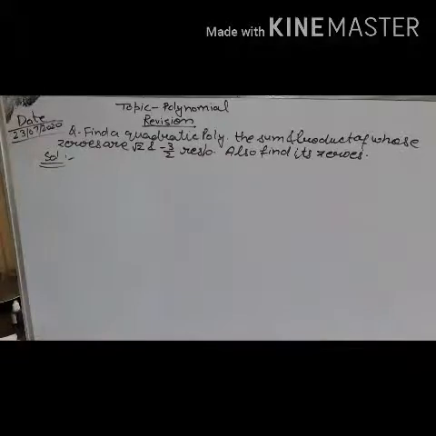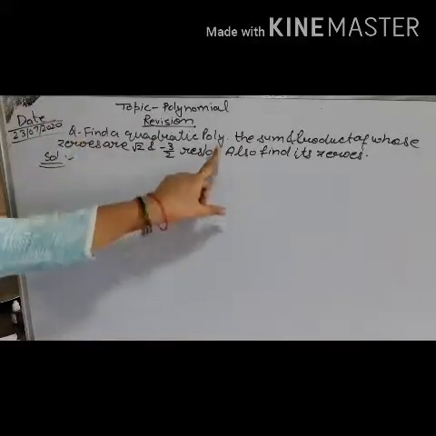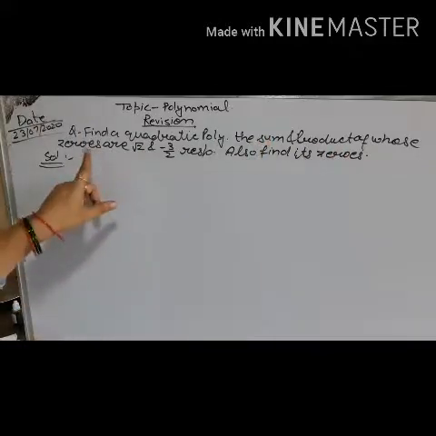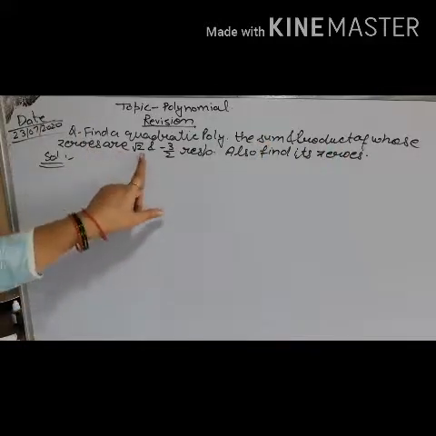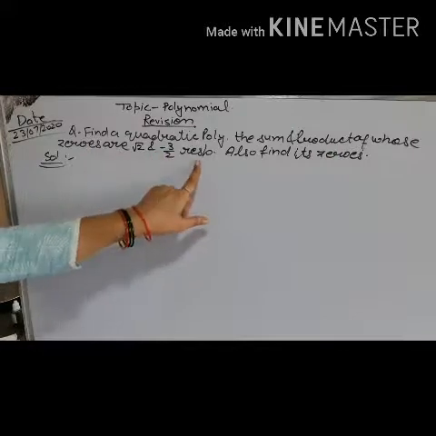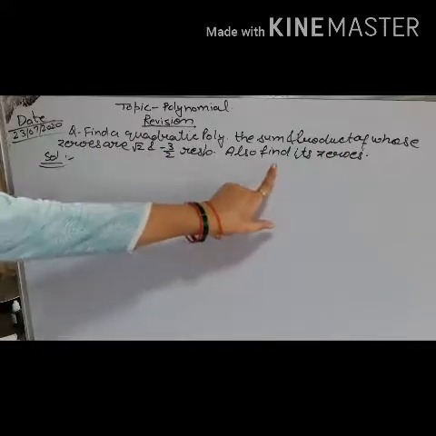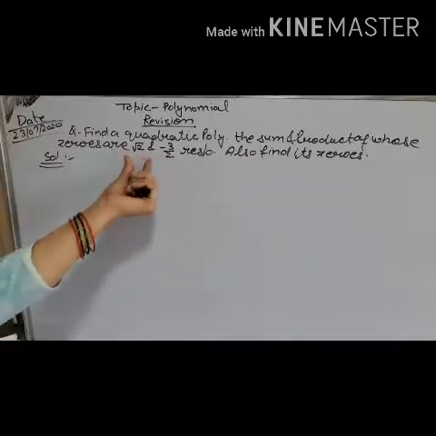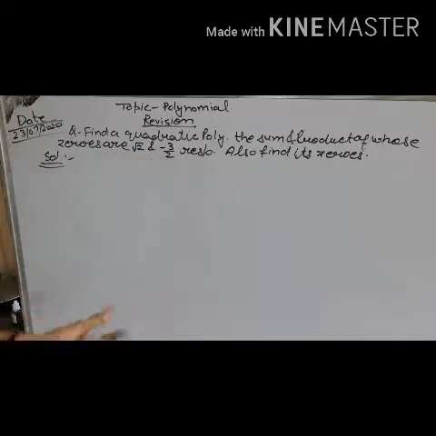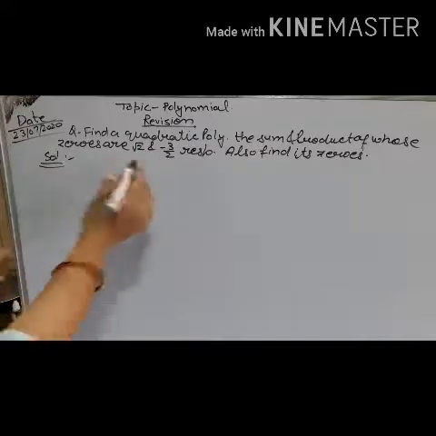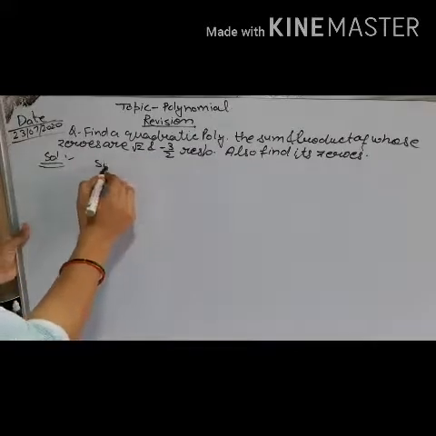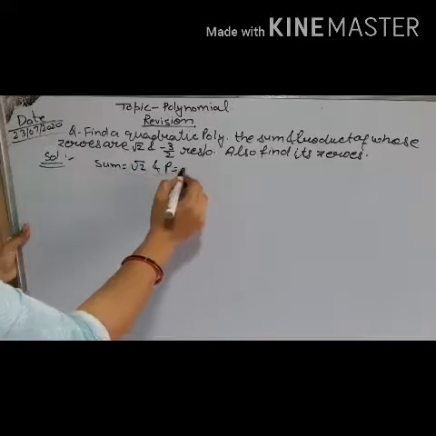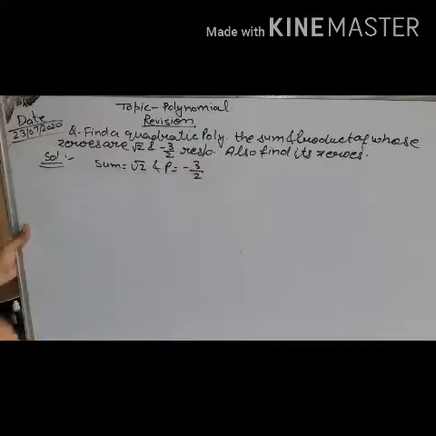Now our question is, find a quadratic polynomial, the sum and product of whose zeros are root 2 and minus 3 by 2 respectively. Also find its zeros. Here this is the sum of zeros and product of zeros, not the zeros given to us. So sum is equal to root 2 and product is equal to minus 3 by 2.